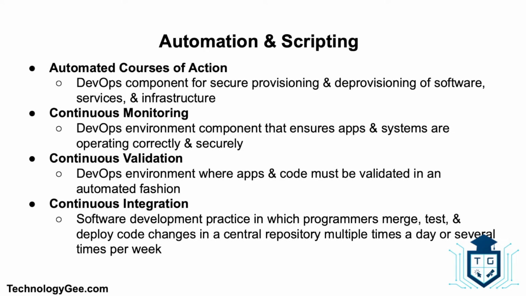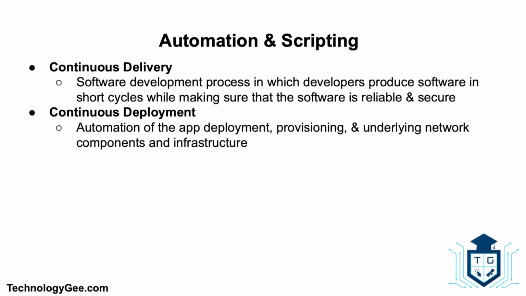You have continuous integration, and this is a software development practice in which programmers merge, test, and deploy code changes in a central repository multiple times a day or several times per week. Then we have continuous delivery, and this is a software development process in which developers produce software in short cycles while making sure that the software is reliable and secure. Then we have continuous deployment. This is the automation of the application deployment, provisioning, and underlying network components and infrastructure.